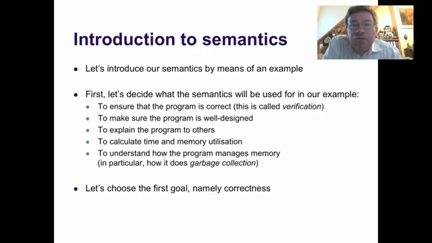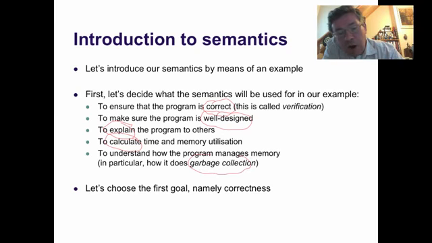Okay, let's introduce the semantics with a simple example. The first thing we have to do is decide what we're going to do with our semantics. We can do many things. For example, we could see whether the program is correct. This is called verification. Or we could see whether the program is well designed, or we could explain the program, or we could calculate time and memory utilization, or we could explain garbage collection, how the program manages memory.